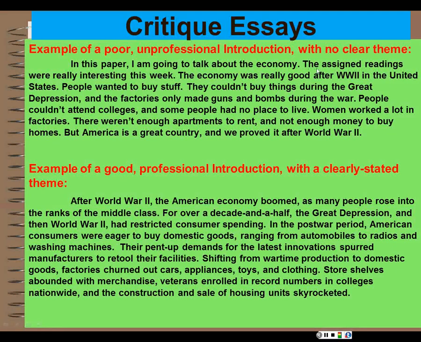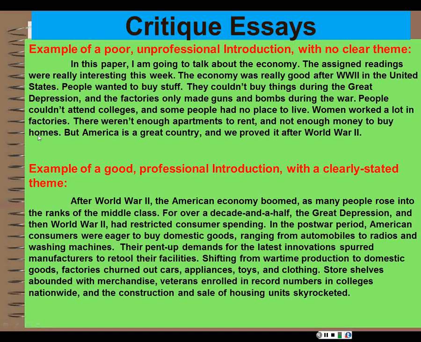The economy was really good after World War II. What does that mean? People wanted to buy stuff. What kind of stuff? They couldn't buy things during the Great Depression. Really? The factories only made guns and bombs during the war? Seriously? They made other things. People couldn't attend colleges? Really? Some people had no place to work, etc., etc. But America is a great country, and we proved it after World War II.